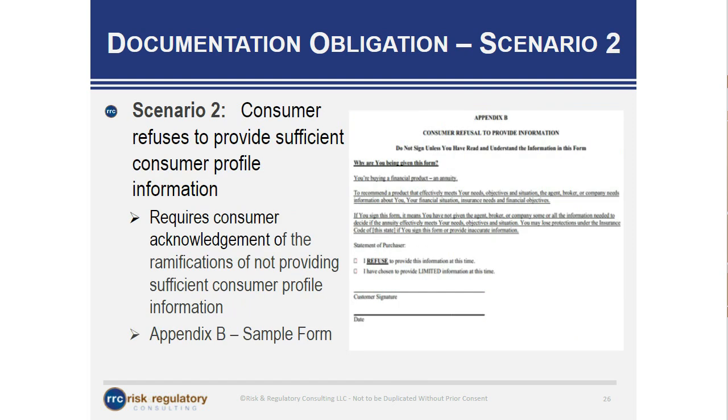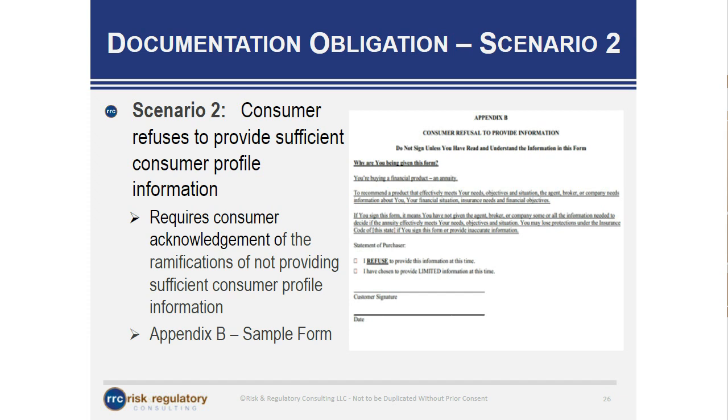All right, everyone. The second scenario involves a situation where the consumer refuses to provide any or some of the necessary consumer profile information. In these situations, the producer must fill out a form similar to what is identified as Appendix B of the model. The form includes an acknowledgement by the consumer that they have refused to provide some or all of the information to help the producer determine if the annuity effectively meets the needs of the consumer.